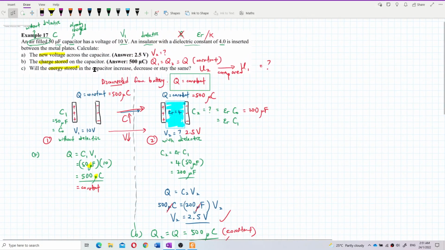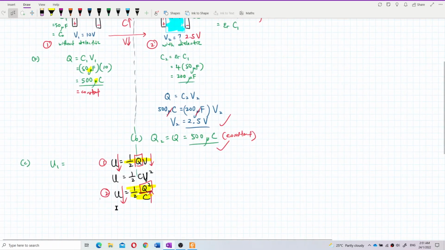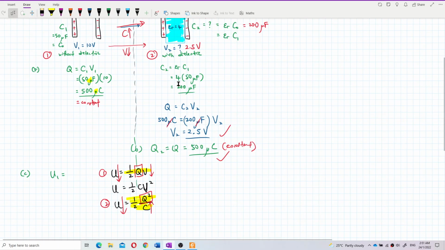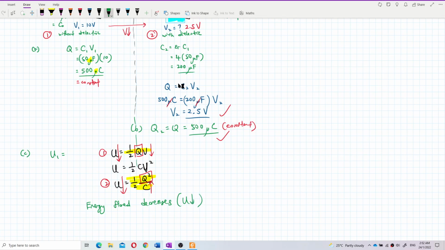So will the energy stored increase, decrease, or stay the same? I can say energy stored decreases. Energy stored is the U, or just put as U decreases. After you insert the dielectric, energy stored decreases.